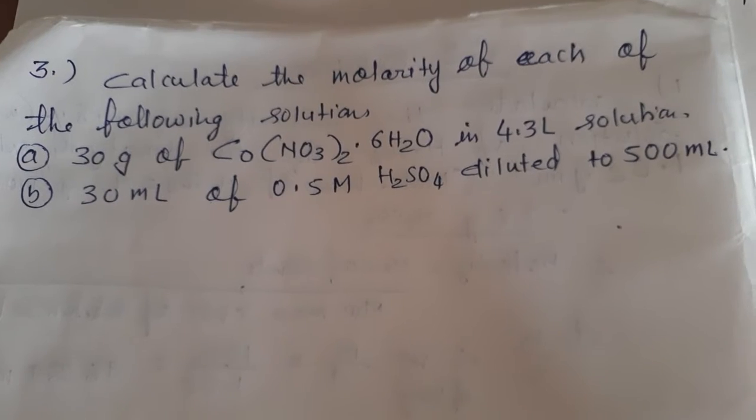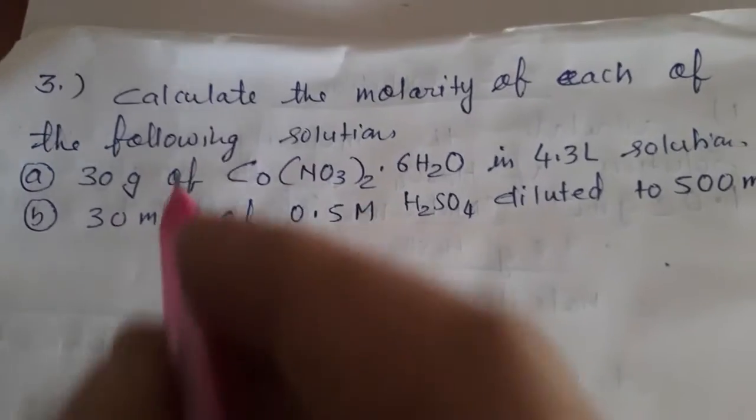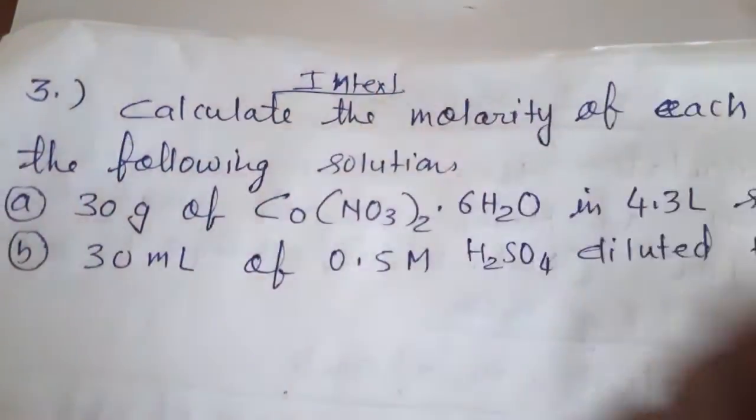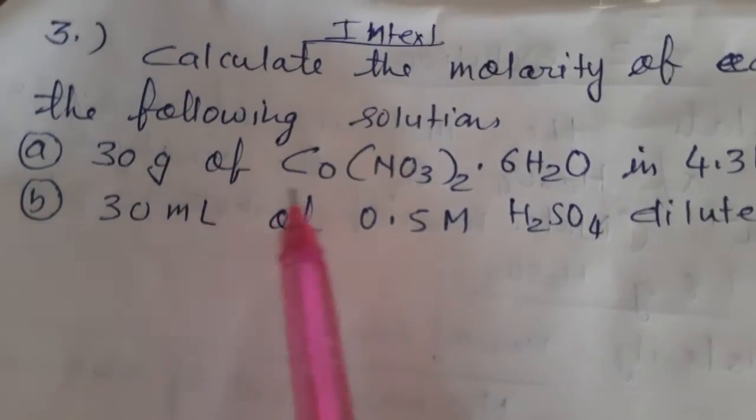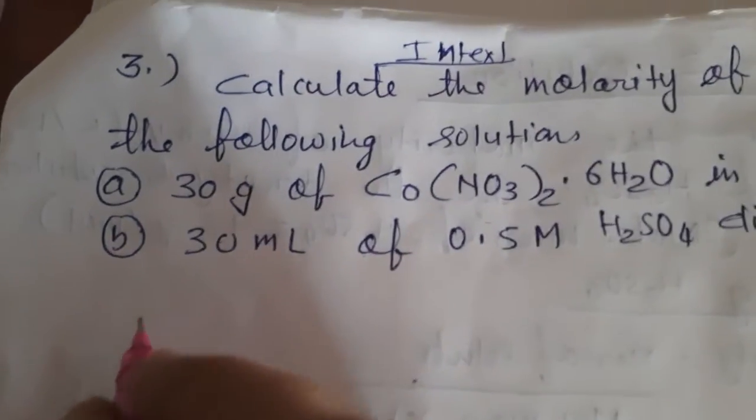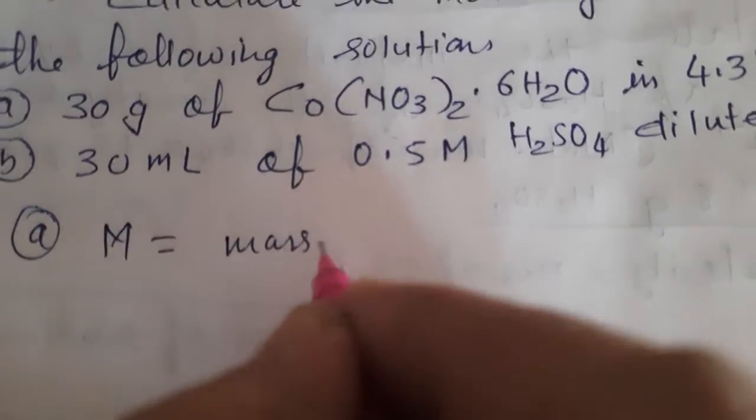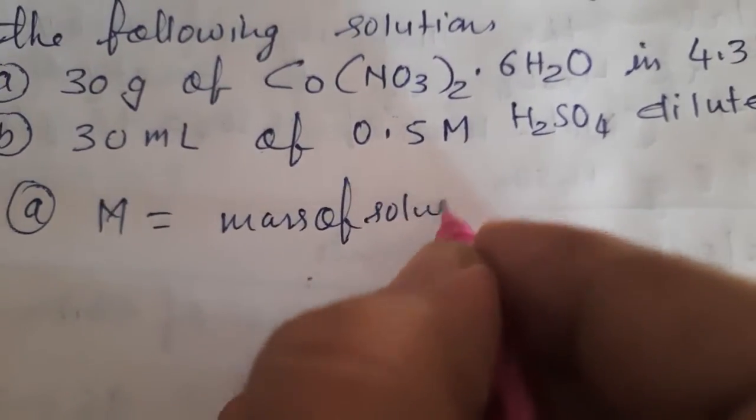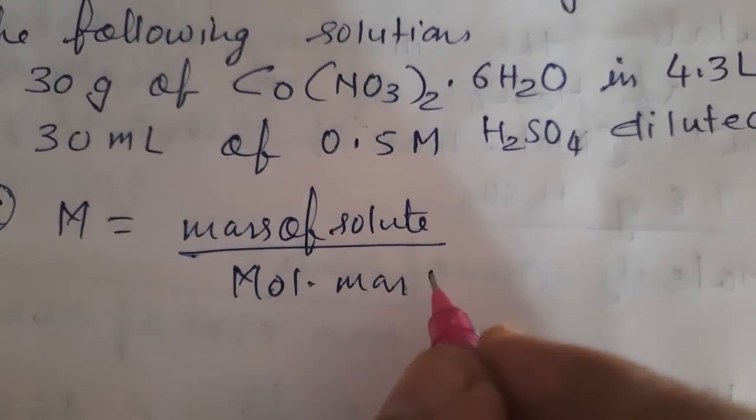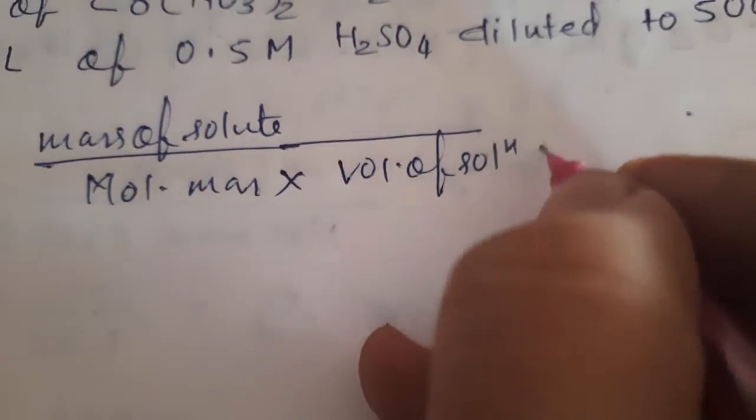Next question is from exercise, that is calculate the molarity of each of the following solution. This is in text question, beta. So molarity of each of the following: 30 gram of cobalt nitrate in 4.3 liter. So we will write first question. A: molarity is equal to mass of solute divided by molecular mass into volume of solution in liter.